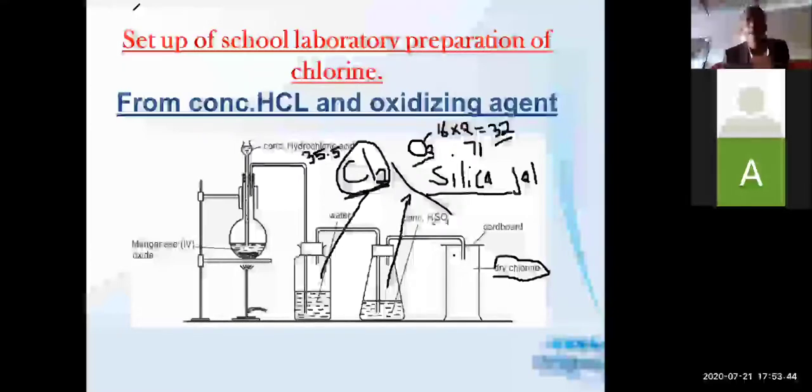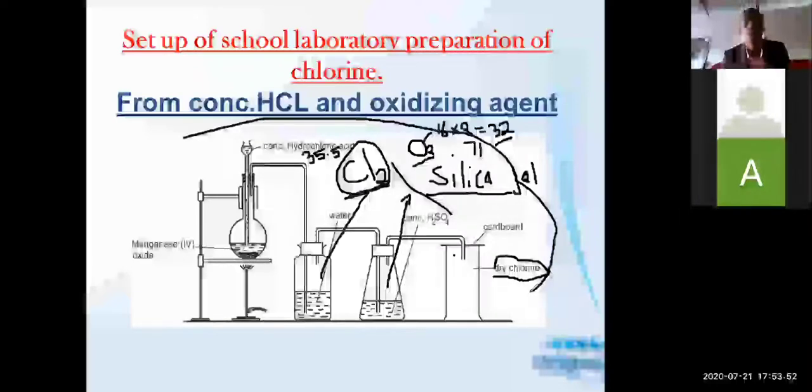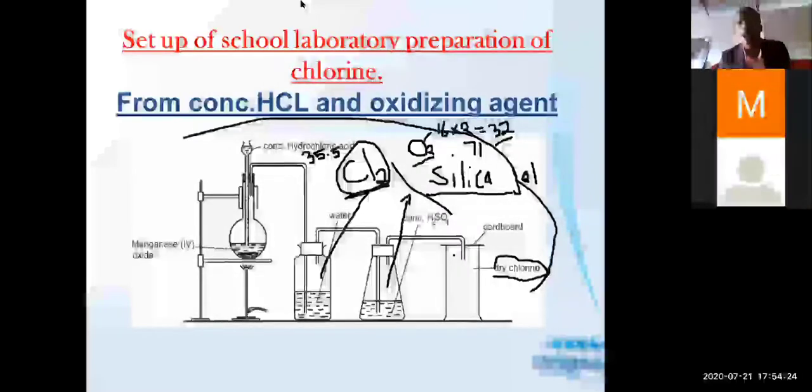Any question from there before I go to the next slide? The question from this diagram. If no question, let us proceed. Any question from this diagram?